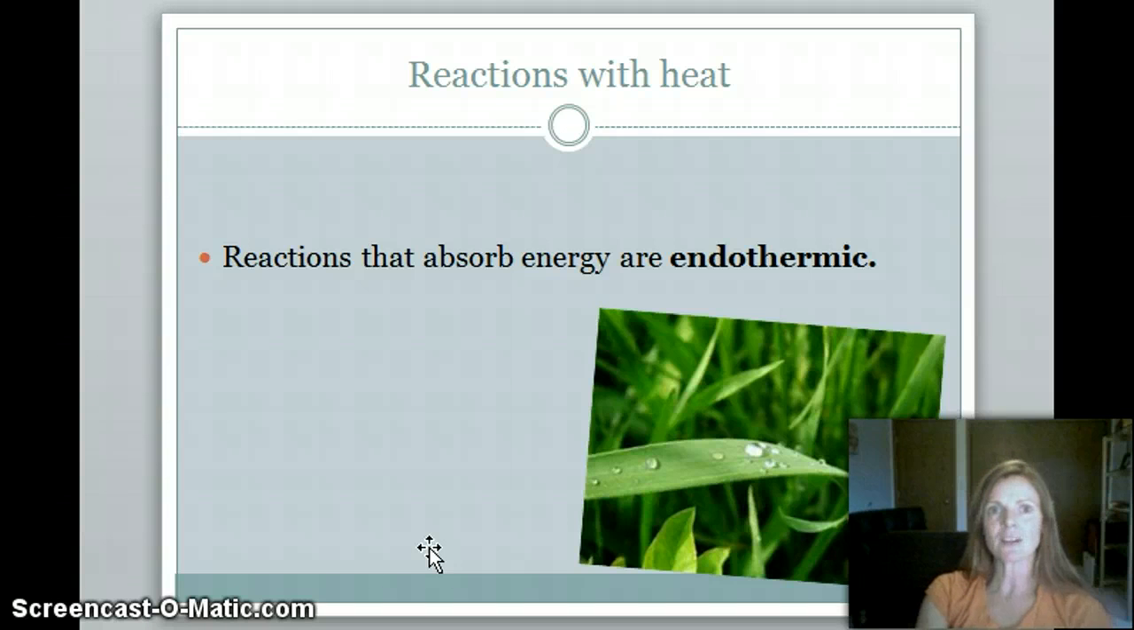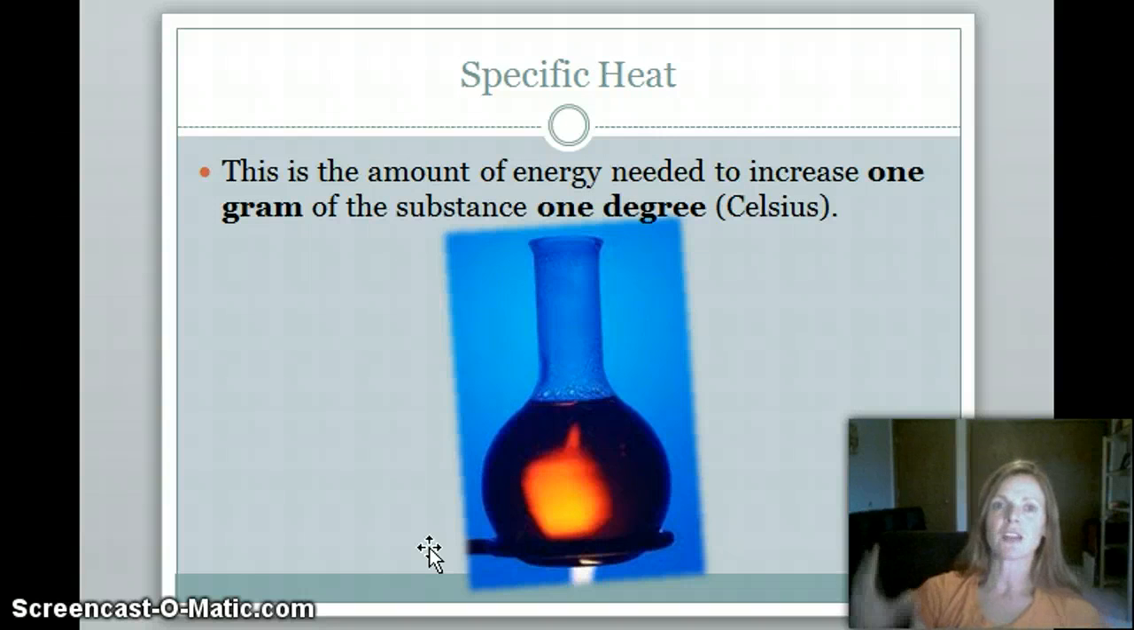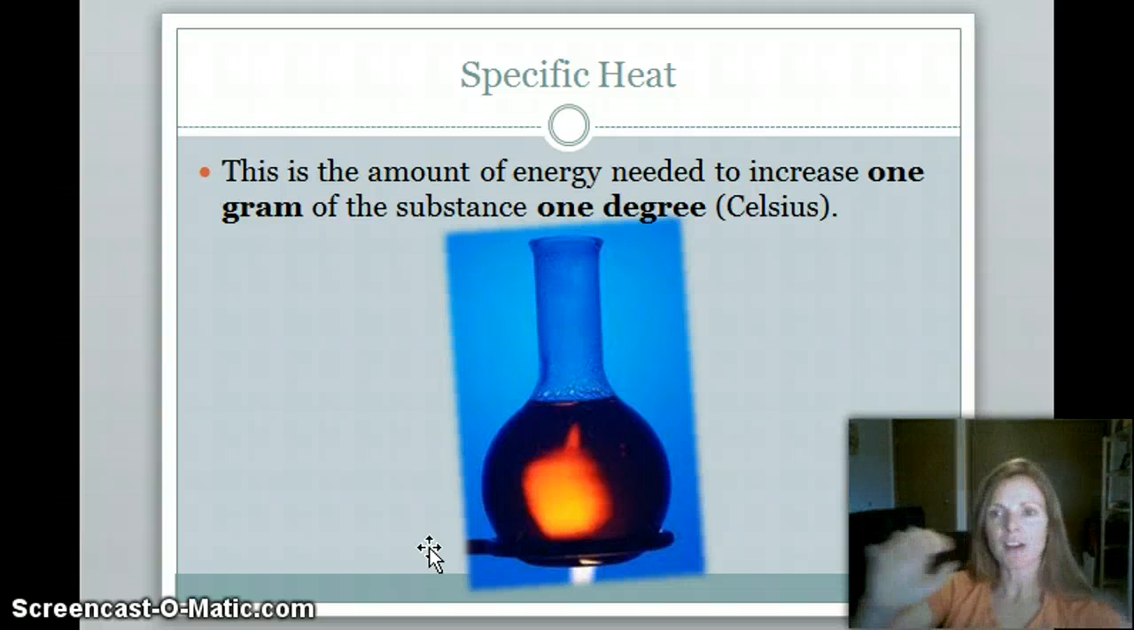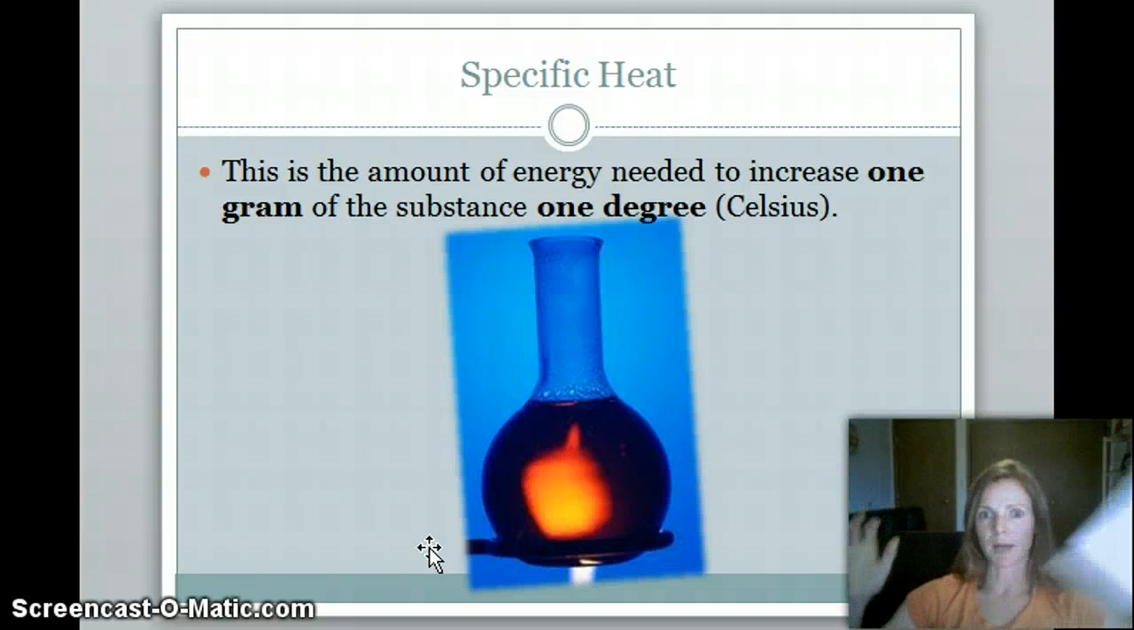Okay, make sure you guys understand all of those concepts. You're going to see those in your unit, so make sure you are reading through that, taking notes. Okay, all right, specific heat. This is the amount of energy needed to increase 1 gram of that substance 1 degree Celsius. Every single substance in this entire universe has a particular specific heat. Okay, paper, whatever, you name it.